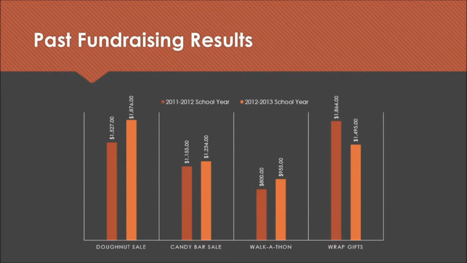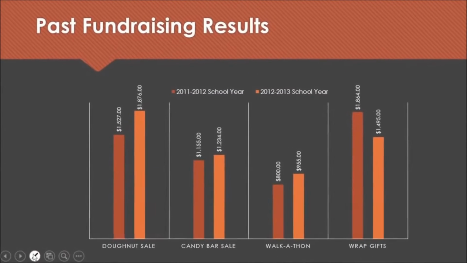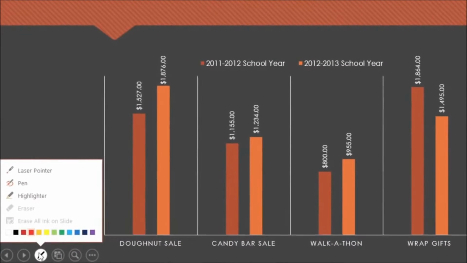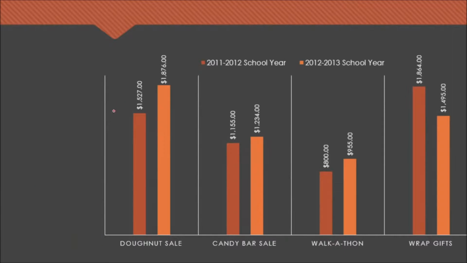Now would be a good time to practice using some of the drawing tools, which can be a good way to call attention to something specific in your presentation. Just open the menu here, and you can turn your cursor into a pen, a highlighter, or even a laser pointer. First select the tool you want, then click and drag to draw anywhere on the screen. This makes it easy to point out the most successful fundraiser, for example, and also the least successful.